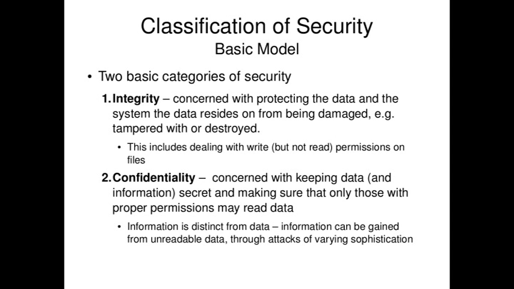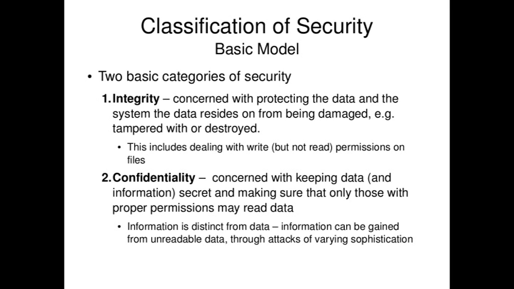So there's a couple different ways to classify security. The model that I'm most familiar with breaks it down into two categories. The first is integrity. This is concerned with protecting data in the system it resides on from being damaged, tampered with, or destroyed in pretty much any manner. This includes dealing with writing but not reading permissions on files. It also has to do with making sure that a user who is not authorized to write to a file, like I said, cannot write to it. So this would be called contaminating a file.